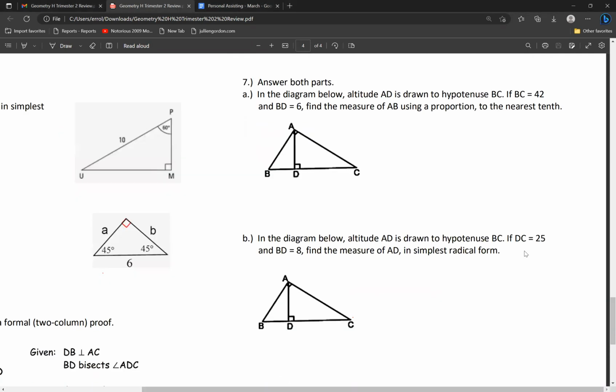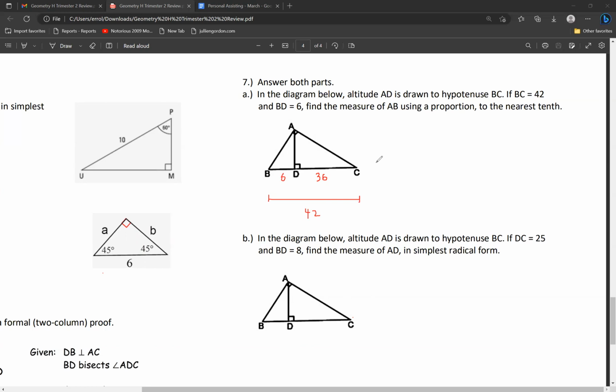Answer both parts. In the diagram below, altitude AD is drawn to hypotenuse BC. If BC equals 42 and BD equals 6, find the measure of AB using a proportion to the nearest tenth, which is one decimal place. All right, so let's label BC is 42. This whole thing is 42. They're telling us BD is 6. What's DC? 42 minus 6 is equal to 36.